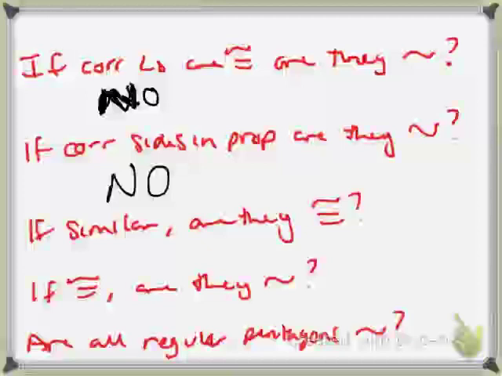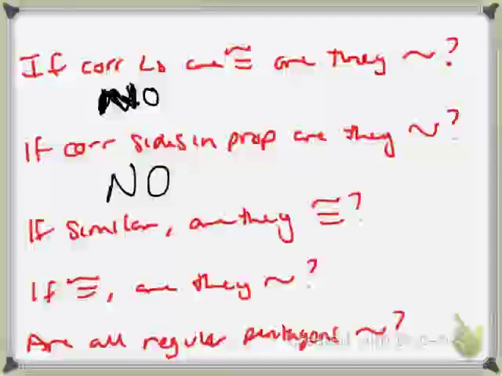If 2 figures are similar, are the 2 figures congruent to each other? No. Similar, but not the same. What does it mean for 2 figures to be congruent to each other? Everything's the same. All the sides match, all the angles match. So if 2 figures are similar, are they congruent?